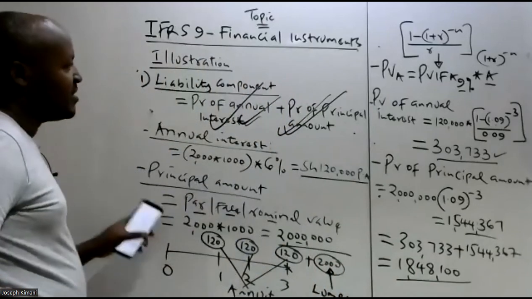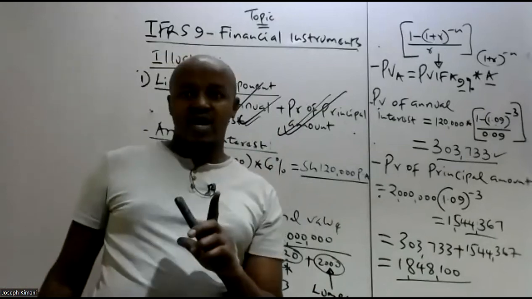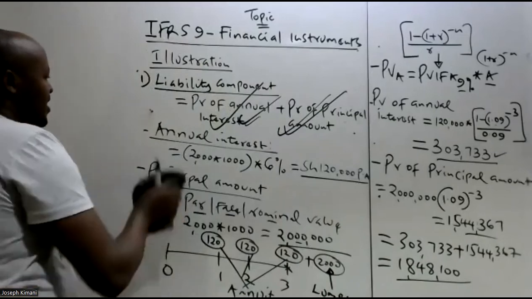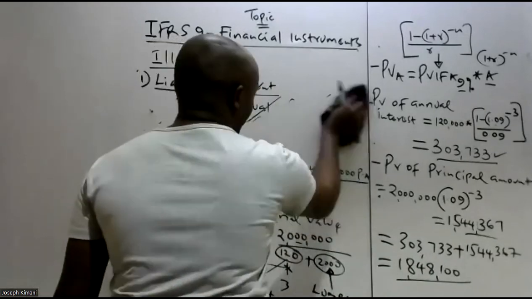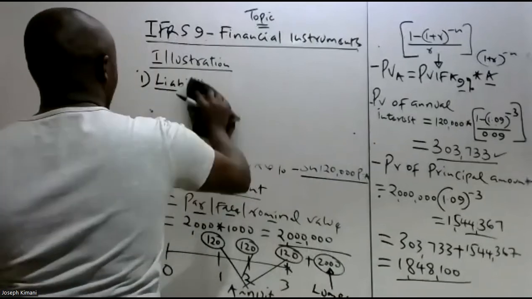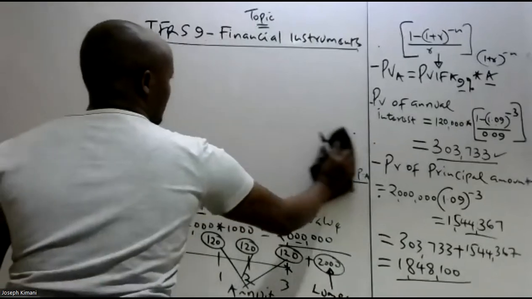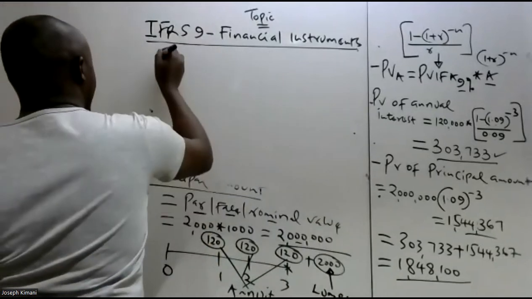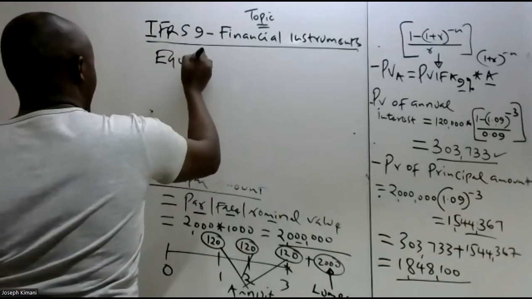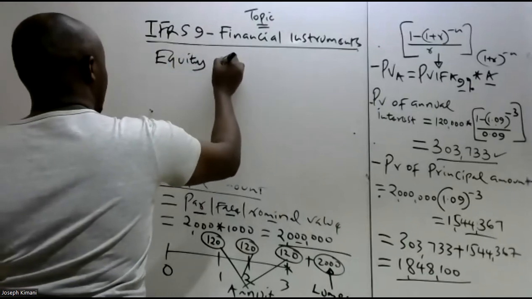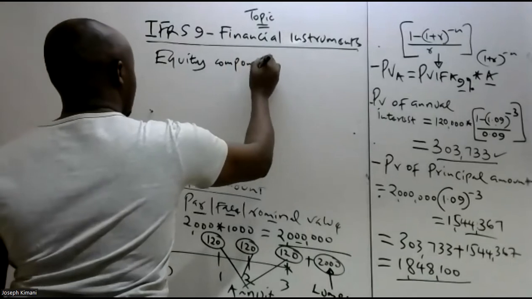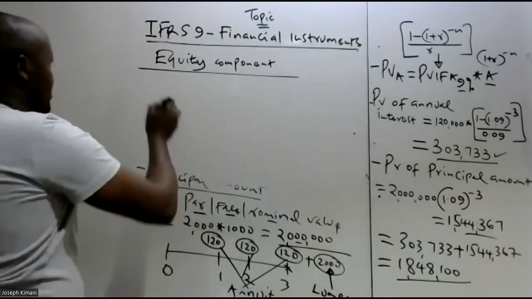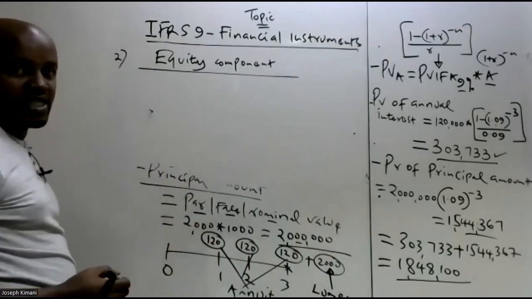Now, having determined that liability component, that is step number 1. Step number 2, we have said we proceed and we compute what? The equity component. So let's do that. We determine the equity component. How do we compute this equity component? Remember, this is now step two.